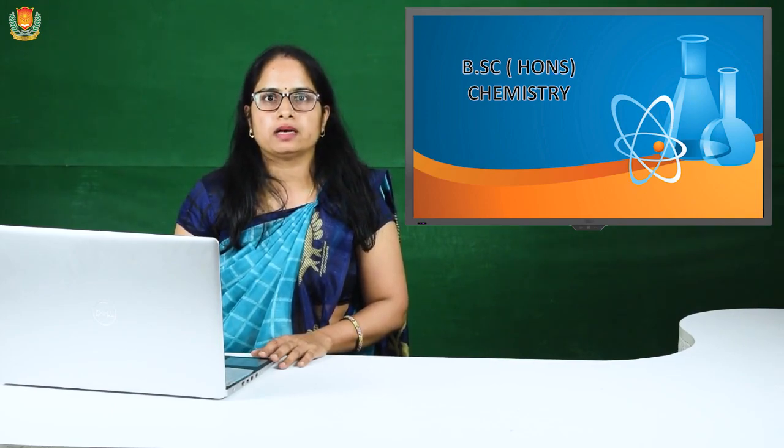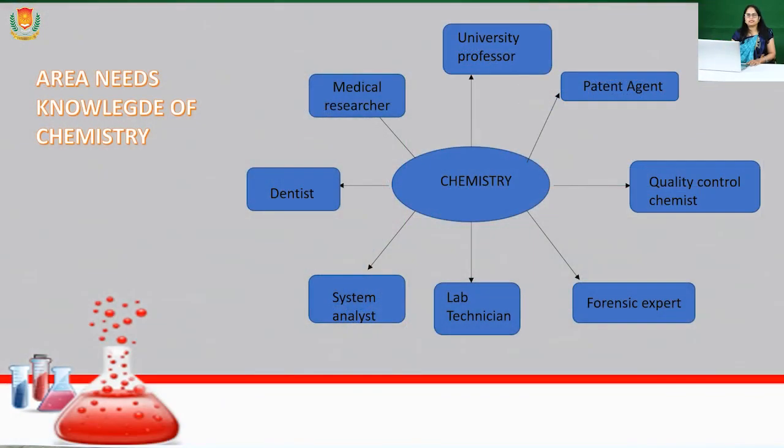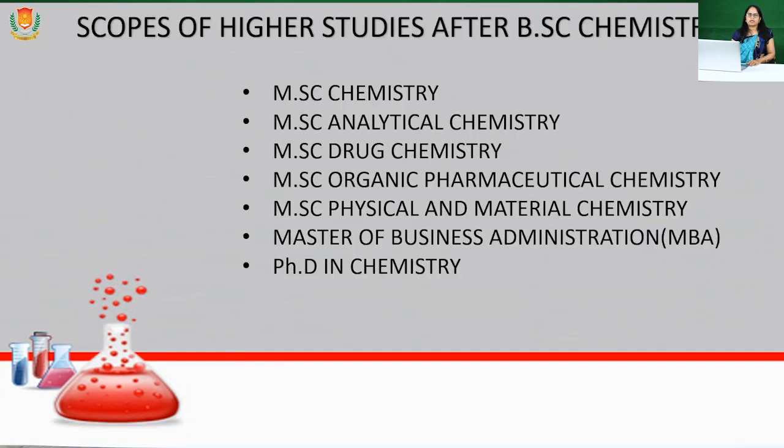Now, before starting the curriculum, I want to tell you about the different areas where chemistry plays an important role. When you work as a patent officer, dentist, or researcher, you need to know the basic concepts of chemistry. After completing your BSc program, you can apply for an MSc in analytical chemistry, drug chemistry, or organic pharmaceutical chemistry, and you can also do a PhD in different branches of chemistry after your post graduation.